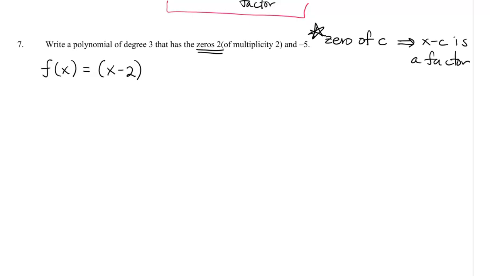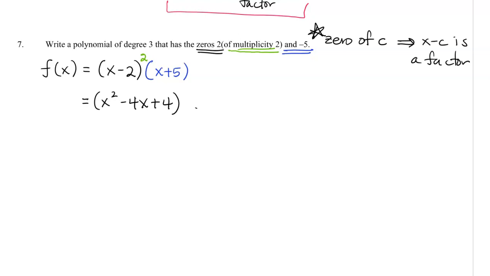So we have the 0 of 2, but they tell us that they want it to have multiplicity 2, so I'll put a little squared right there. And then we also have a 0 of negative 5. Well, if negative 5 is a 0, then x plus 5 must be a factor. The 0 and the factor always have opposite signs. And the last thing I will do is multiply all of this out.